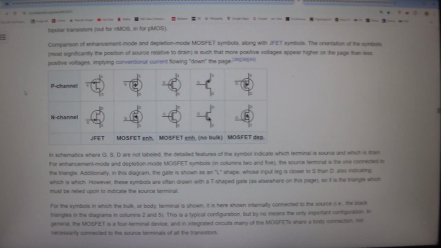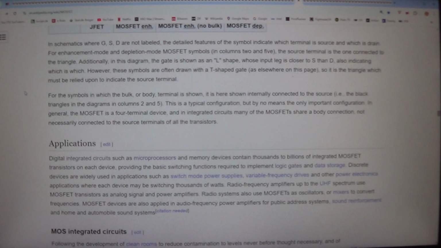In schematics where G, S, D are not labeled, the detailed features of the symbol indicate which terminal is source and which is drain. For enhancement mode and depletion mode MOSFET symbols, in columns 2 and 5, the source terminal is the one connected to the triangle. Additionally, in this diagram, the gate is shown as an L shape, whose input leg is closer to S than D, also indicating which is which. However, these symbols are often drawn with a T-shaped gate, as elsewhere on this page, so it is the triangle which must be relied upon to indicate the source terminal.